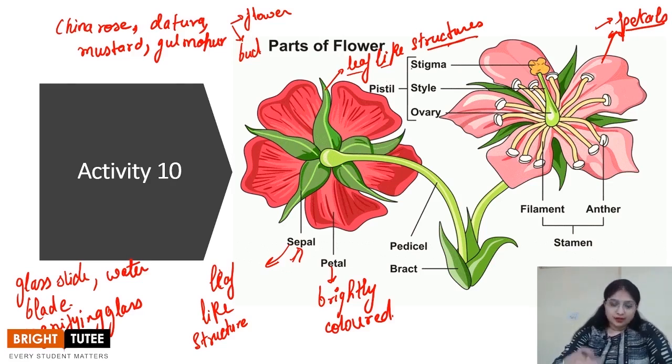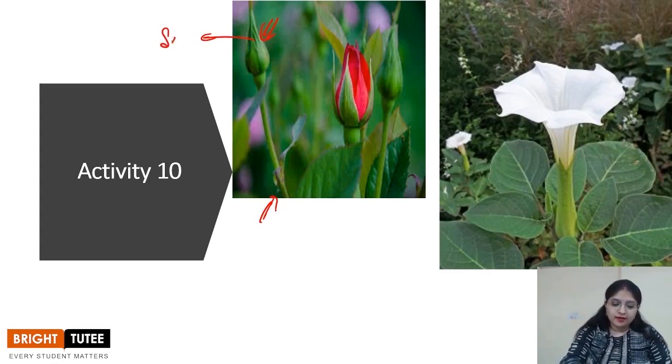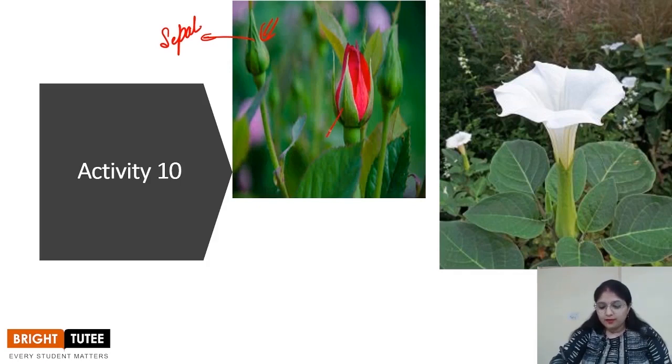Now let's understand what is the function of sepal. If you look at this particular picture, you will see there are buds. If you look at this particular bud, what is it covered with? It is covered with the green leaf-like structure, and this is called the sepal, right? Now this particular bud is blossoming, and this is the sepal. So the function of sepal is to protect the flower, especially when it is in the bud phase. When the flower is in the bud phase, the sepal, that is the leaf-like structure, protects the flower.